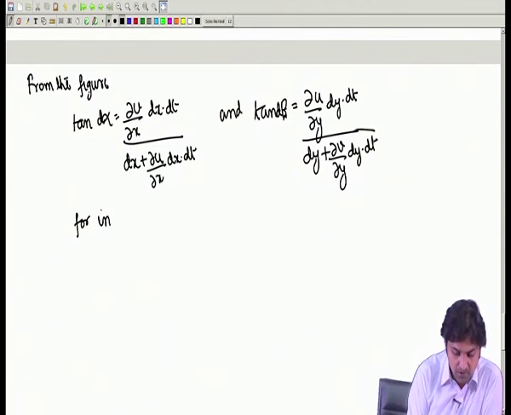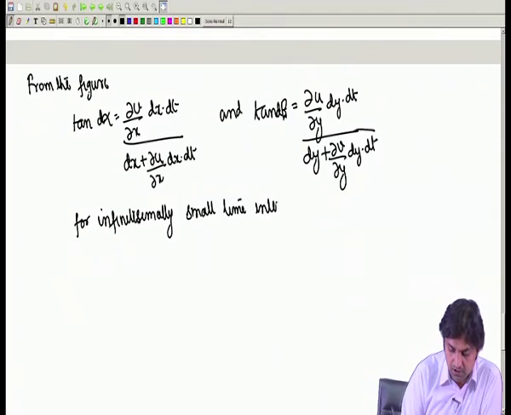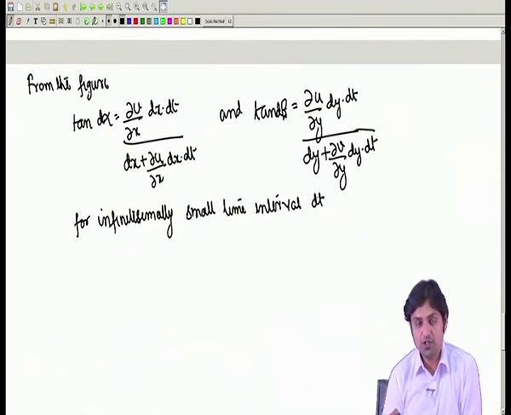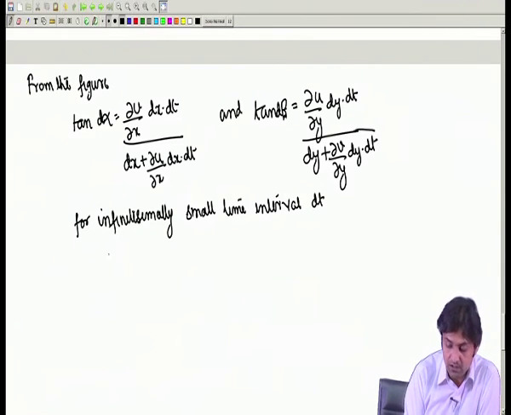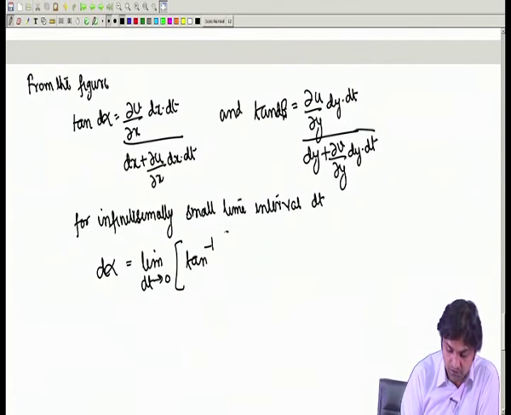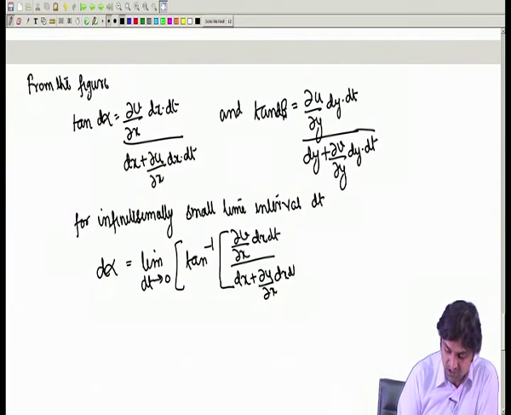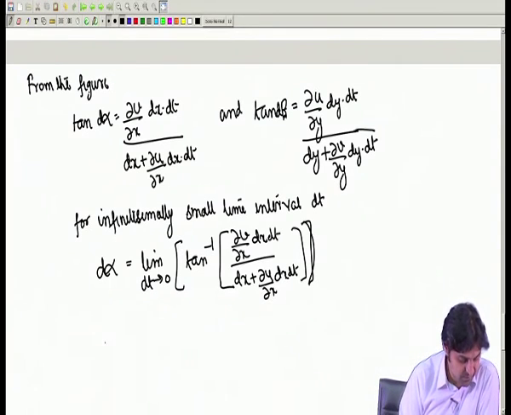So, for an infinitesimally small time interval dt, if the time interval is very small, we can obtain tan d alpha is d alpha, which is limit dt goes to 0, tan inverse of del v by del x into dx dt divided by dx plus del u by del x into dx dt.